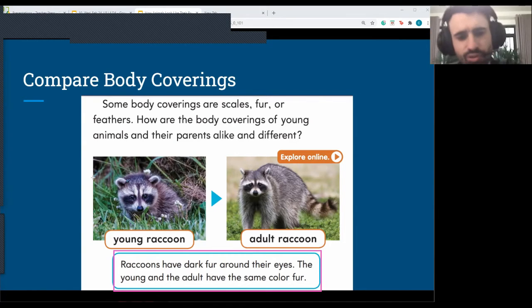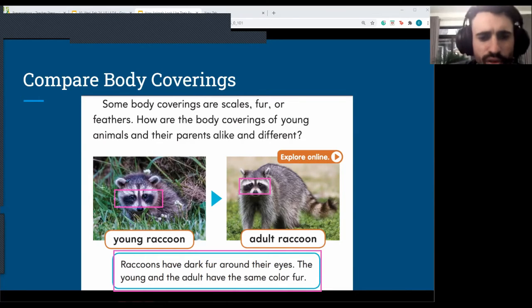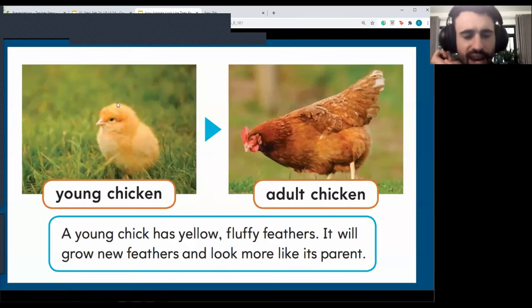Thank you, Bear. Do both the young and the adult have dark fur around their eyes? Yeah, they both have dark fur around their eyes. They have the same pattern and color fur. Good job reading, Bear. Okay, let's look at a different animal.